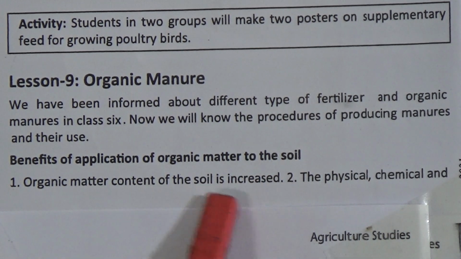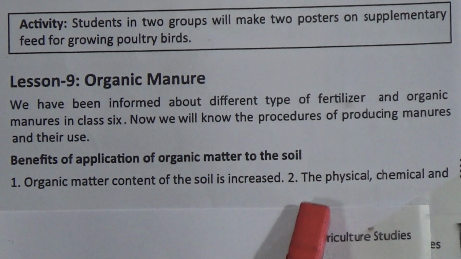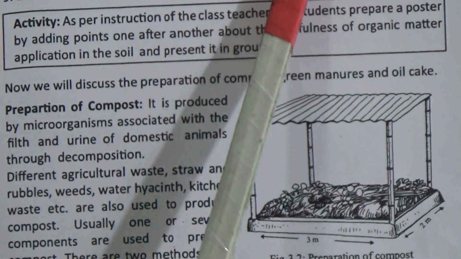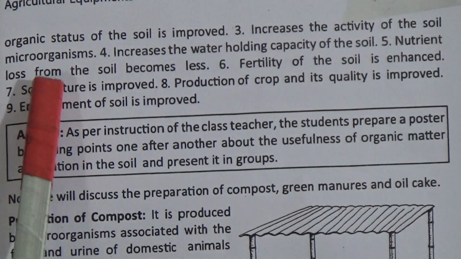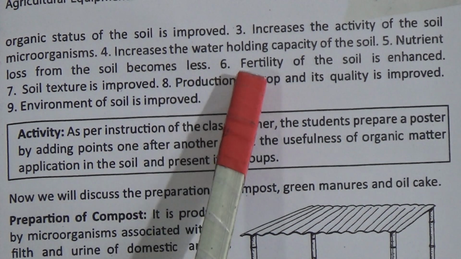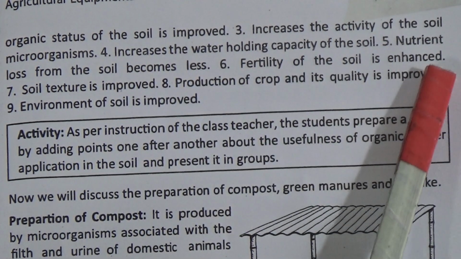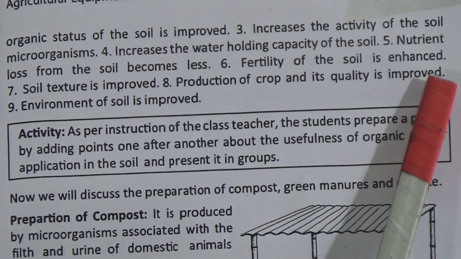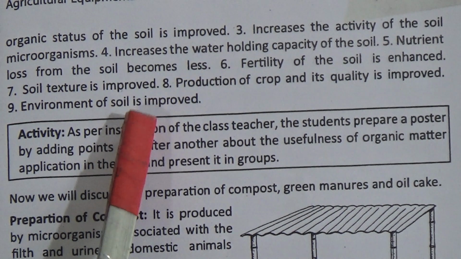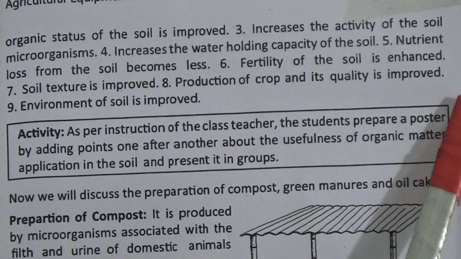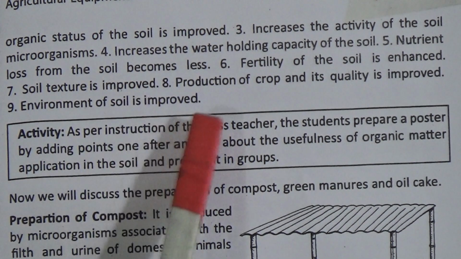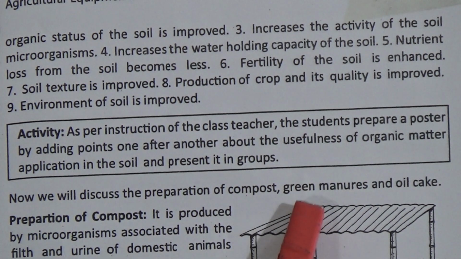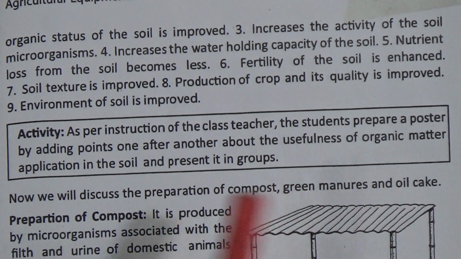Organic matter content of the soil is increased, the physical, chemical and organic status of the soil is improved, the activity of the soil microorganisms increases, the water holding capacity of the soil increases, nutrient loss from the soil becomes less, fertility of the soil is enhanced, soil texture is improved, production of crop and its quality is improved, environment of soil is improved. Now we will discuss the preparation of compost, green manures and oil cake.